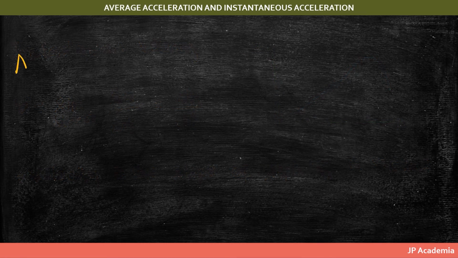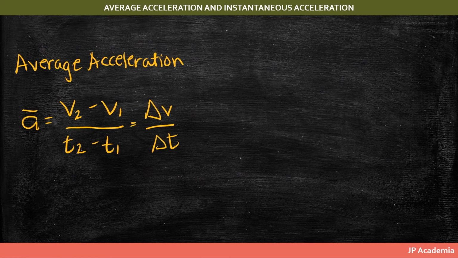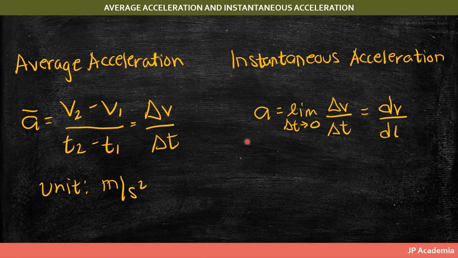The rate at which velocity is changing is measured by acceleration. The average acceleration can be calculated based on the velocity v1 at time t1 and velocity v2 at time t2, and it has a unit of meters per second squared, while the instantaneous acceleration is expressed as the limit of change of velocity over the change in time as delta t approaches 0.